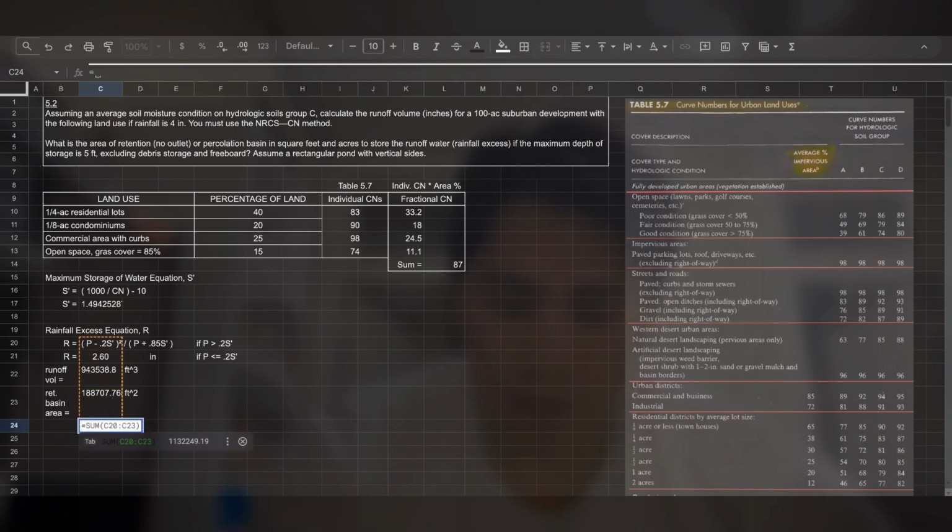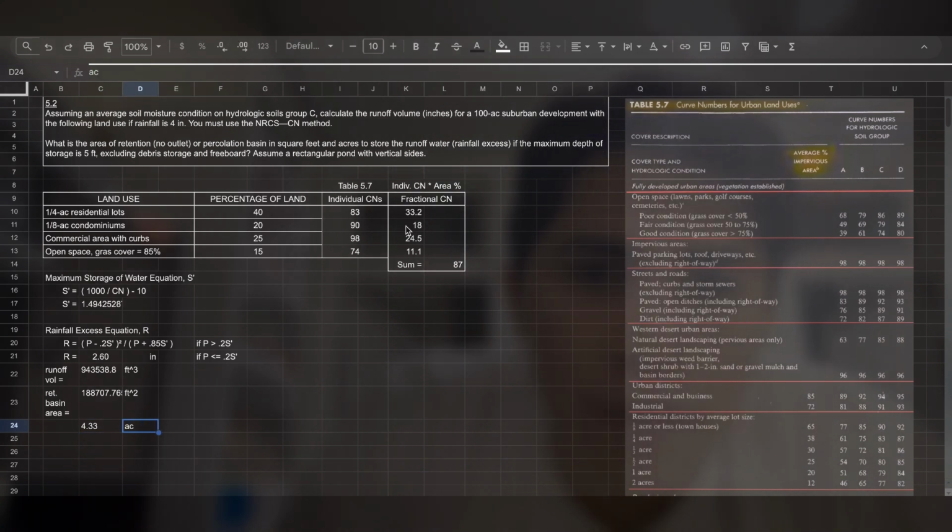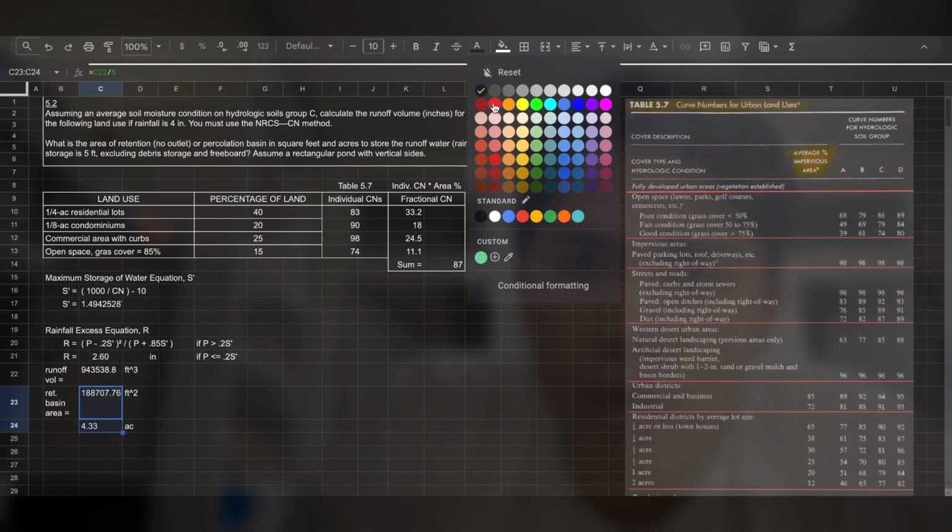So that's the value in square feet of our area, and if we want it in acres, all we need to do is convert that into acres, which is divided by 43,560, and this is the area of our retention basin in acres, 4.33 acres. So to store all that water that is going to run off from a storm like this in our watershed, given our land use, we will need at least 4.33 acres of free space to use as a retention basin with a depth of 5 feet. So these are the answers for this problem.